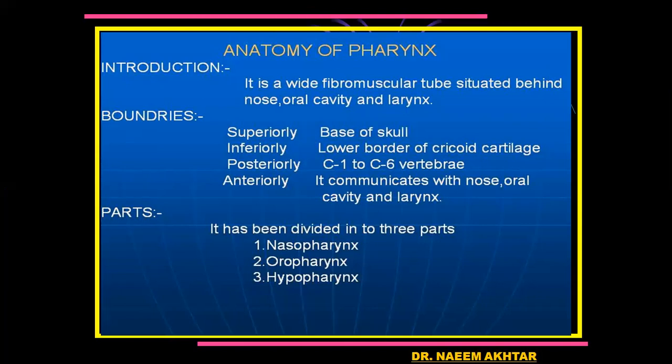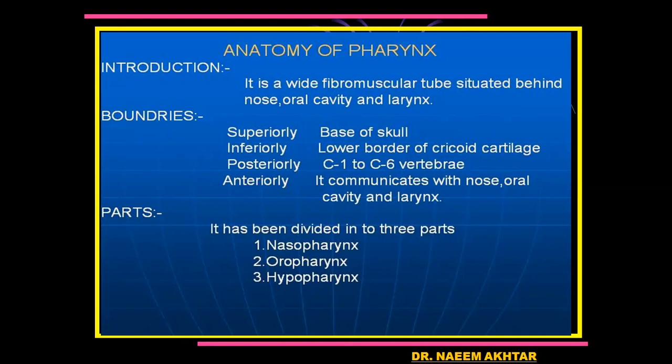Pharynx is bounded superiorly by the base of the skull, inferiorly by the lower border of the cricoid cartilage. Posteriorly, it is related to the first, second, third, fourth, up to sixth cervical vertebrae, and anteriorly, the pharynx communicates with the nose, oral cavity, and the larynx.